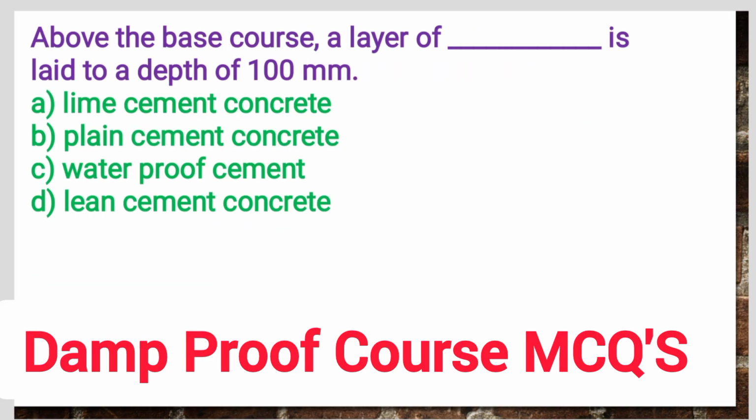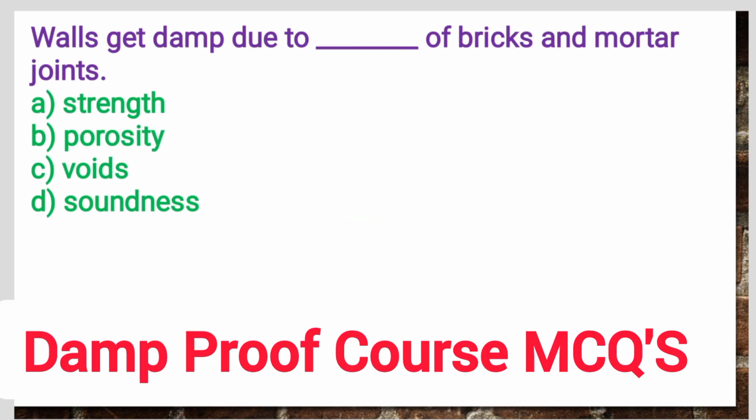Next question, above the base course a layer of dash is laid to a depth of 100 mm. Option A, lime cement concrete. Option B, plain cement concrete. Option C, waterproofing cement. Option D, lean cement concrete. So the correct answer is option D, lean cement concrete is the correct answer. Next question, walls get damp due to dash of bricks and mortar joints. Option A, strength. Option B, porosity. Option C, voids. Option D, soundness. So the correct answer is option B, porosity.